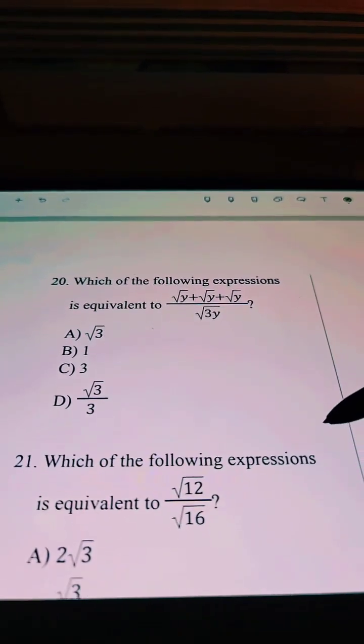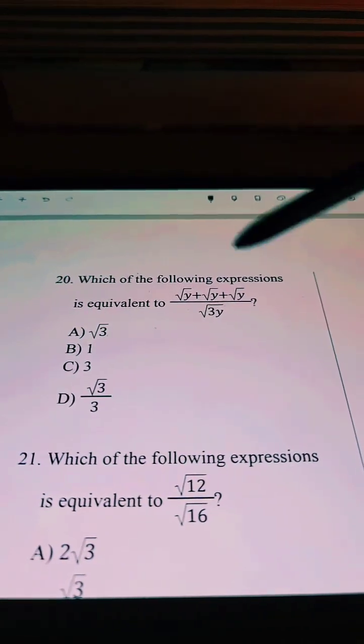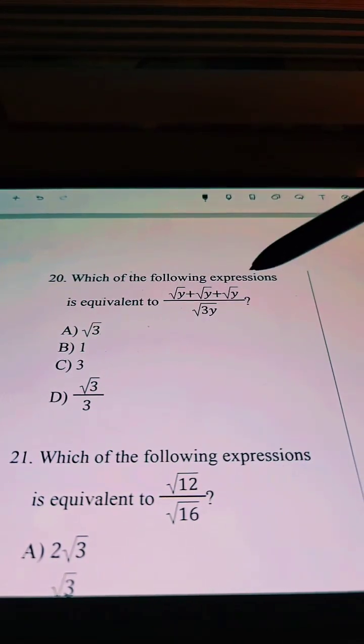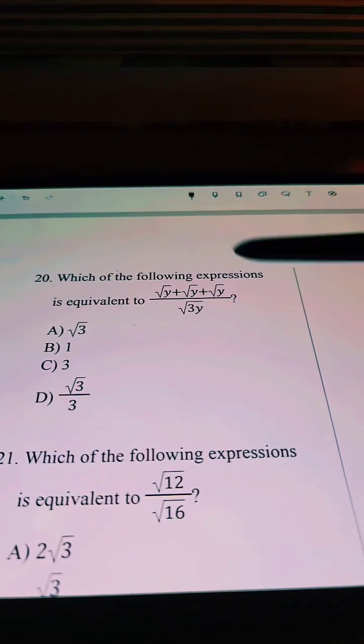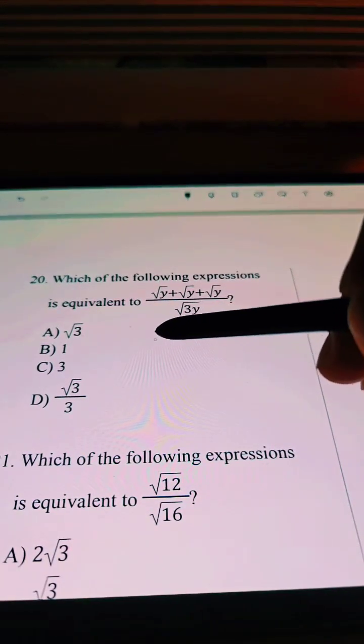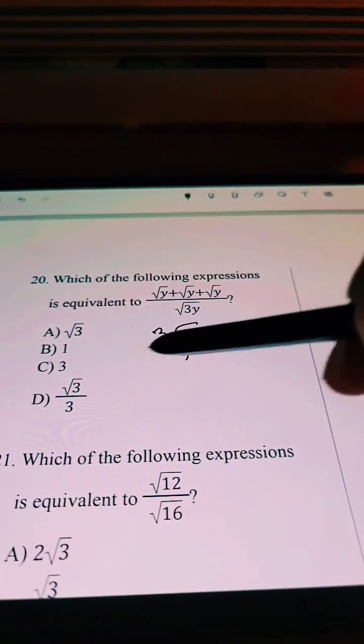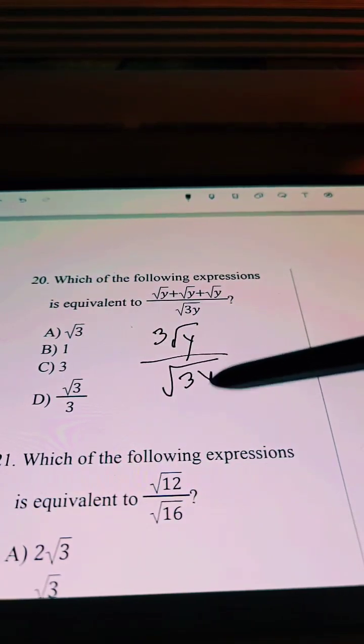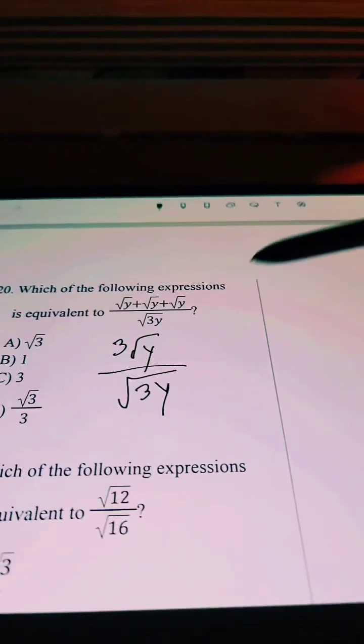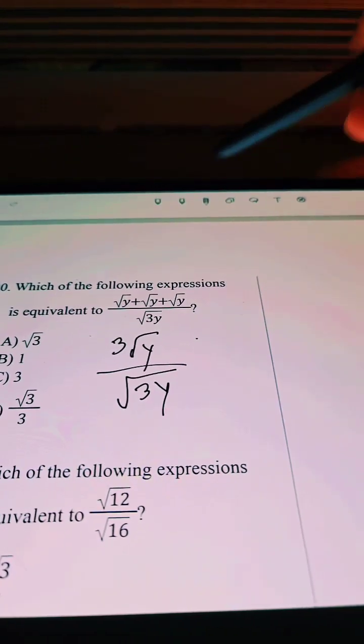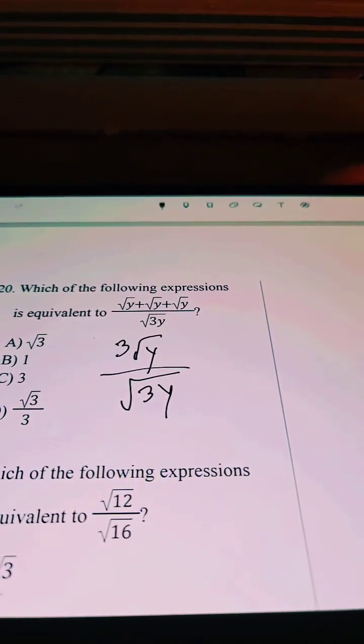So let's go to number 20. For number 20, we have which of the following expressions is equivalent to this? So right away, I'm going to combine my like terms on the top to get 3 groups of root y over root 3y.